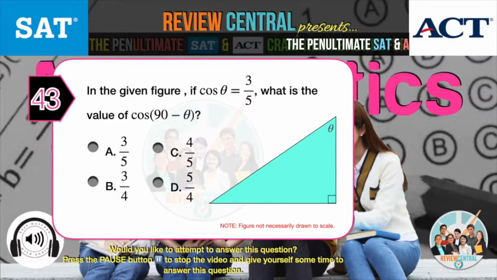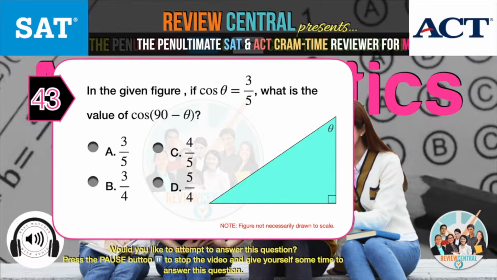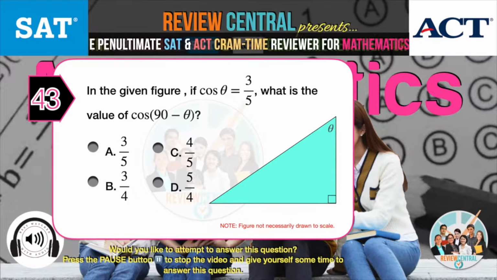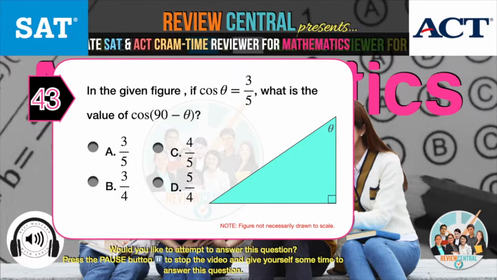Question number 43. In the given figure, if cosine theta equals 3 over 5, what is the value of cosine 90 minus theta? A. 3 over 5. B. 3 over 4. C. 4 over 5. D. 5 over 4. The correct answer is C.